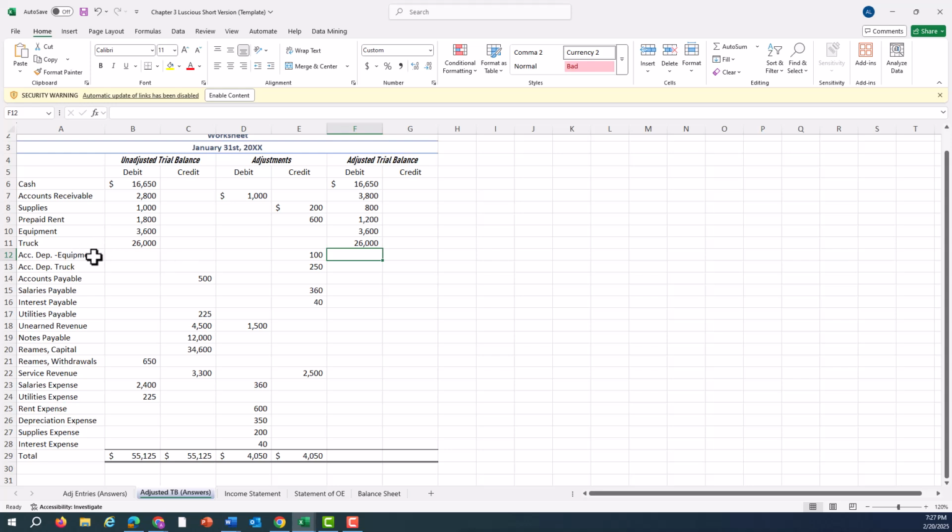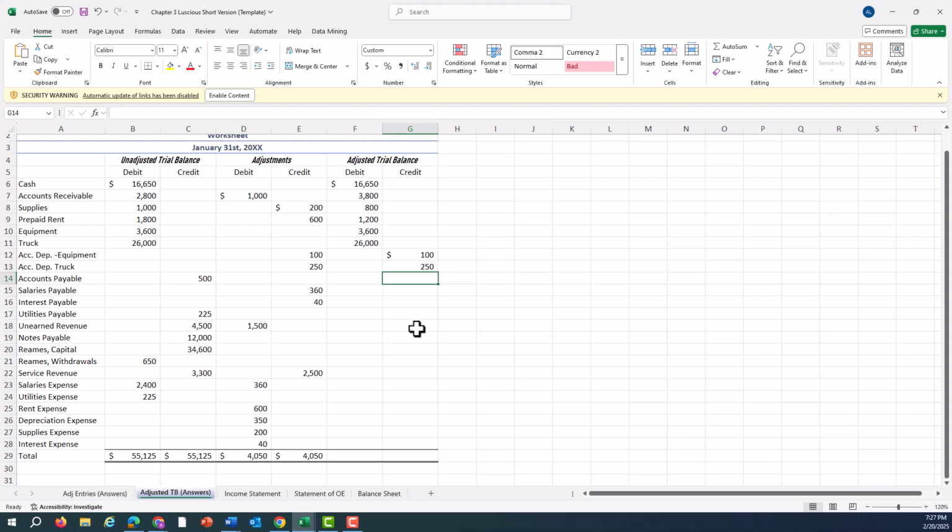For the accumulated depreciation of those two assets, we didn't have anything because they're new. This is the first time we're depreciating, which means treat it like it was a zero over here in the credit column. Our balance is now going to be how much we adjusted it for. We had a $100 credit to accumulated depreciation of equipment. It has a $100 credit balance. We had a $250 credit to accumulated depreciation of a truck, so that account now has a $250 credit balance.